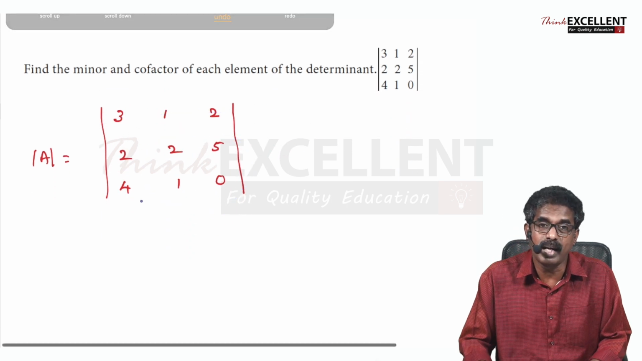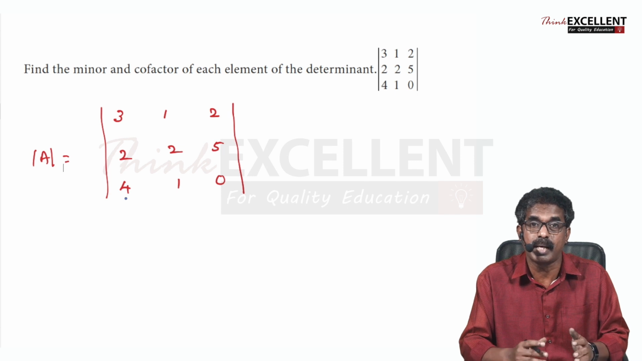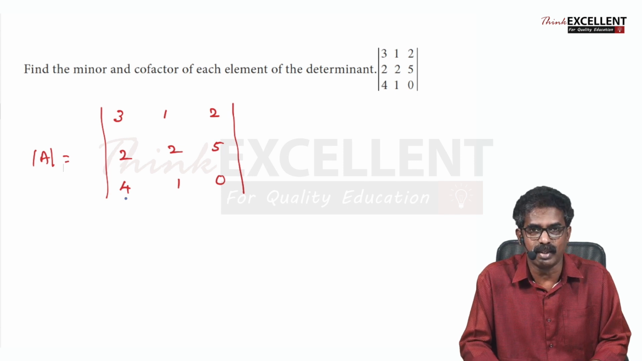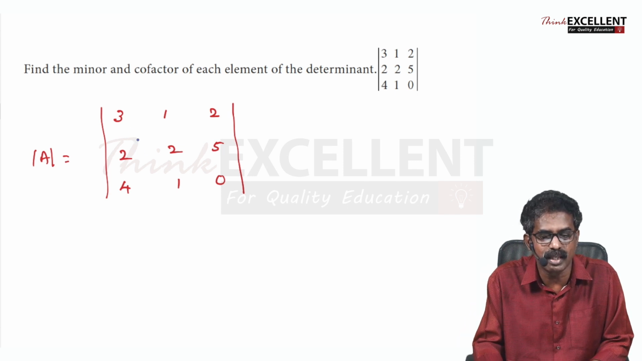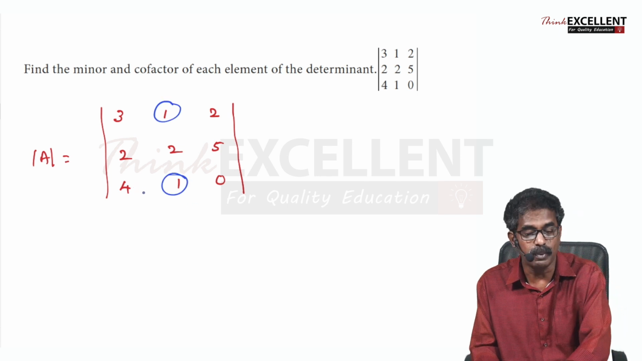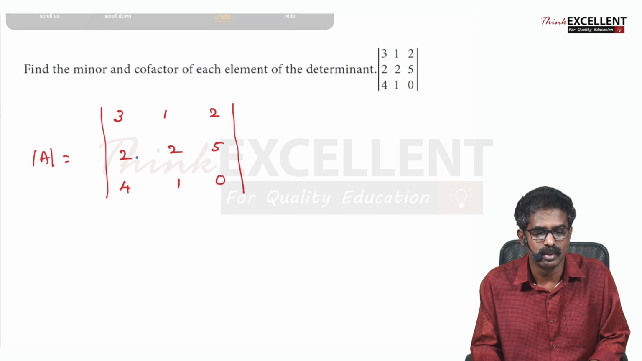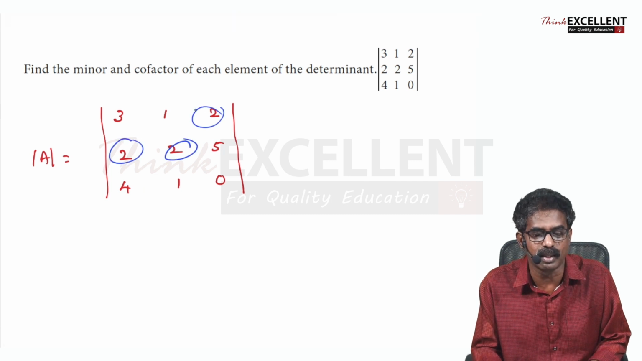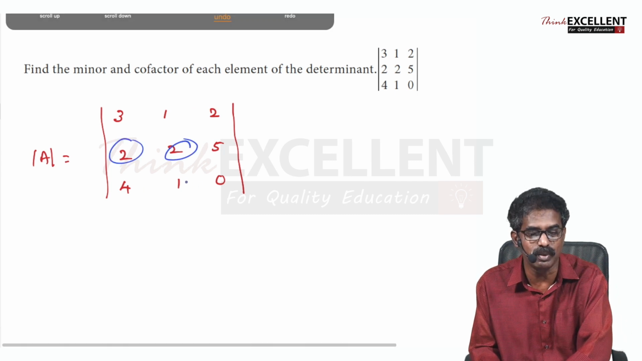Then the minor of 1. Suppose the question is to find the minor of 1. You will have a doubt, right? Which one is the question asking about? Because here there is a 1, here there is a 1, right? Suppose I say the minor of 2, it is still more complicated, right? There are 3 twos. Which 2 do we want?